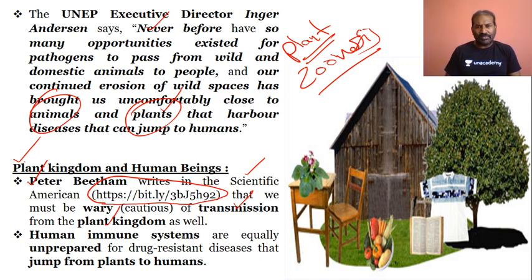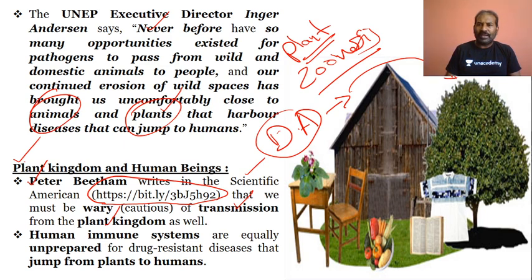So he makes it very clear that the plant kingdom is also responsible for the spread of virus, just like the domestic animals. When we are saying domestic animals, definitely they also belong to the plant kingdom. So definitely again the virus from the plant kingdom might also be part of, or be infecting, the human beings.